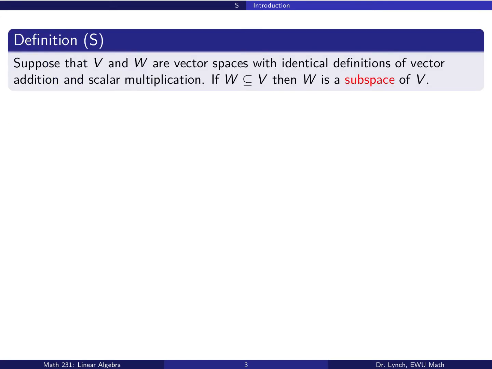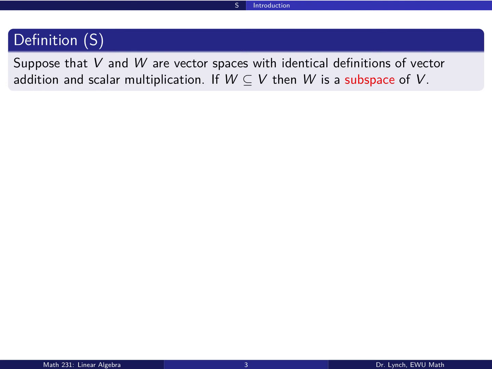Okay, so here is the definition of a subspace. Suppose that V and W are vector spaces with identical definitions of vector addition and scalar multiplication. If W is a subset of V, then W is called a subspace of V. So there are sort of two things to think about here.